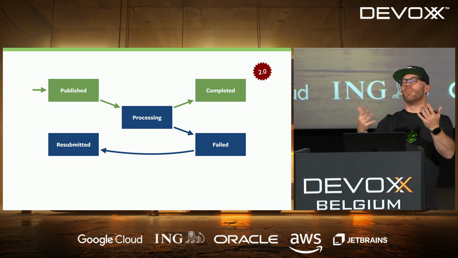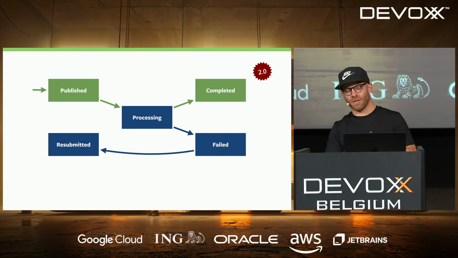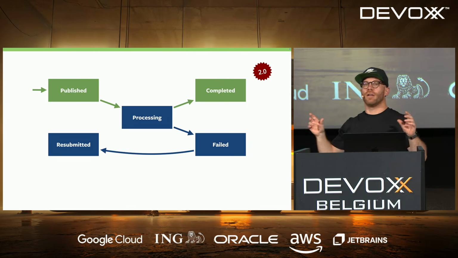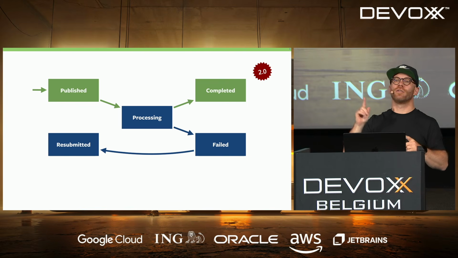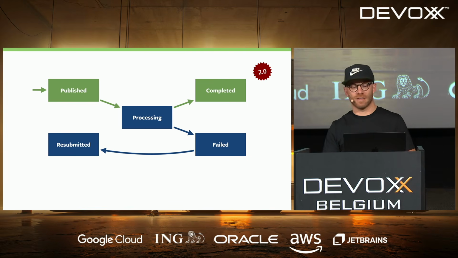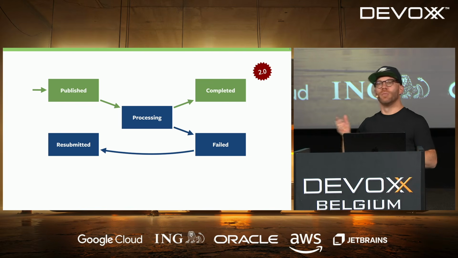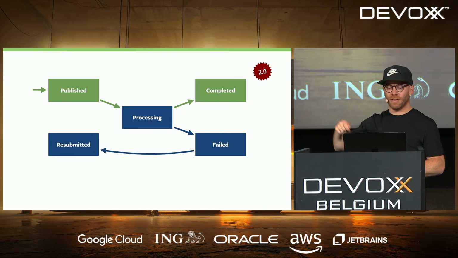So if you have multiple instances of your application running and they're trying to resubmit the same event publications, only one of them, thanks to databases, will be able to actually perform the update in the database and then get the thing to processing again, right?